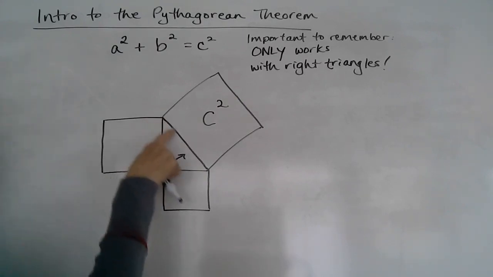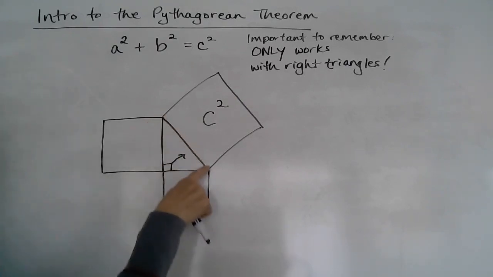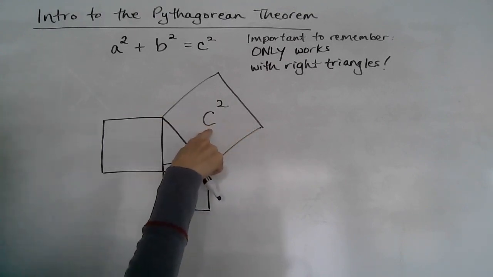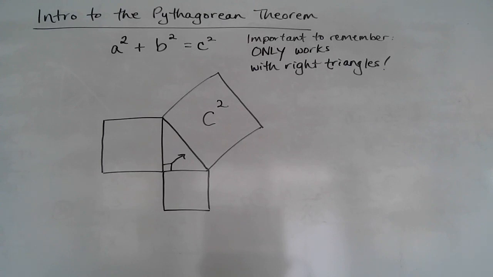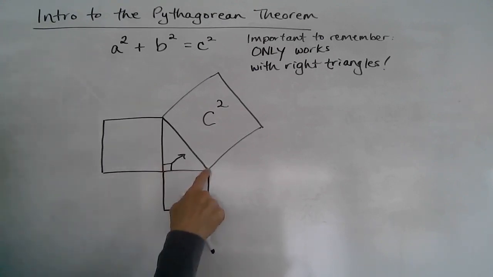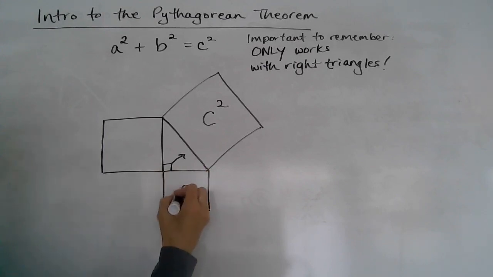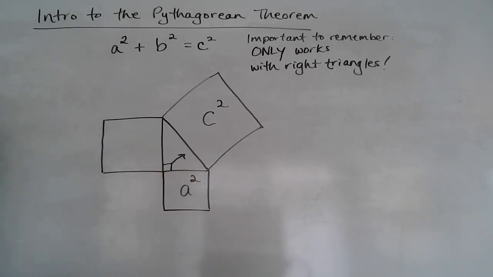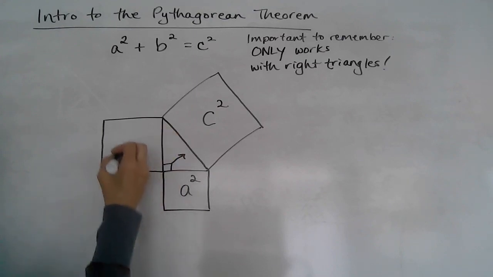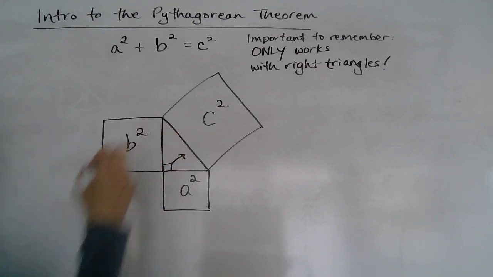So the area of this square is one side, c, times the other side, c times c, gives us c squared. The same thing happens with a and b. We have a here or a here, it doesn't matter. If we call this side a, the area of this square that I built off of this side would be a squared. And finally, this side length, if I call it b, the area of this square would be b squared.